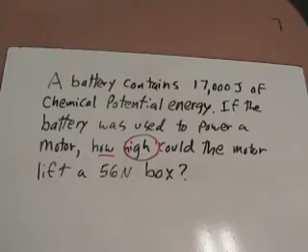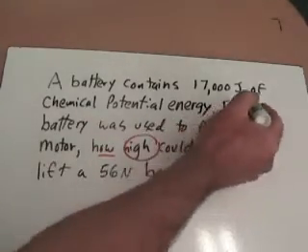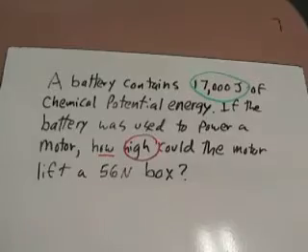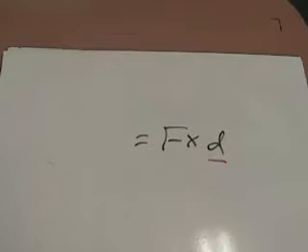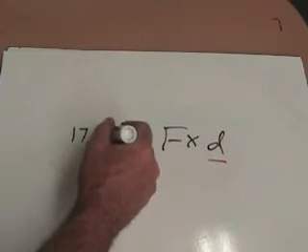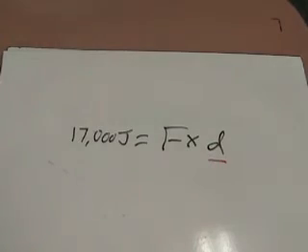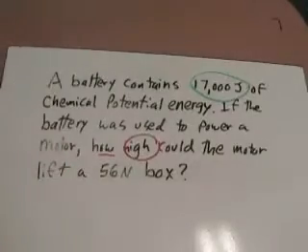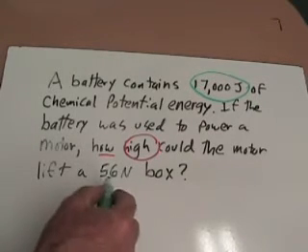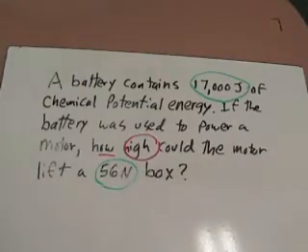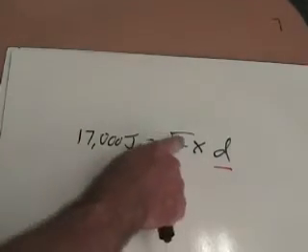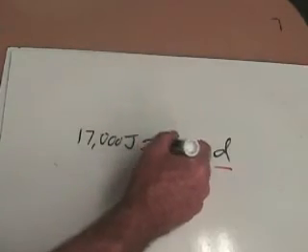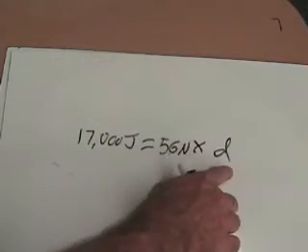So I see here that it contains 17,000 joules of energy. Joules is work. So I'm going to put 17,000 joules here, and I see that I have a weight of 56 newtons. So that's how heavy the box is. I have to apply that much force to move the box. 56 newtons is a force. So let's go ahead and put 56 newtons here. And I'm solving for distance.